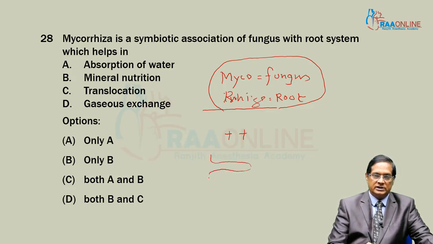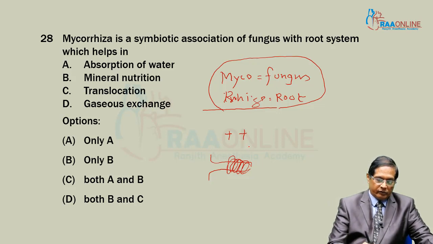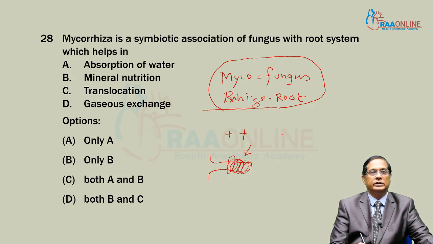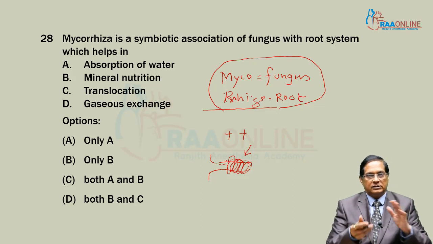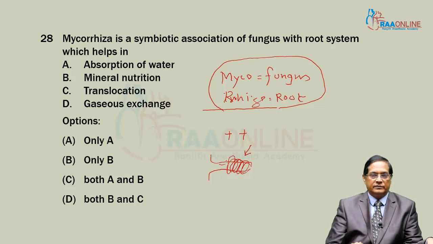Actually, the mycorrhizal root is covered by fungal filaments. So in mycorrhizal roots, root hairs are not there, root cap is not there. So mineral absorption, water absorption, as well as protection to the root, these functions are assigned to the fungus, and the fungus gets nourishment from the root. That's why this relationship is mutual, that is, both the partners get benefited.